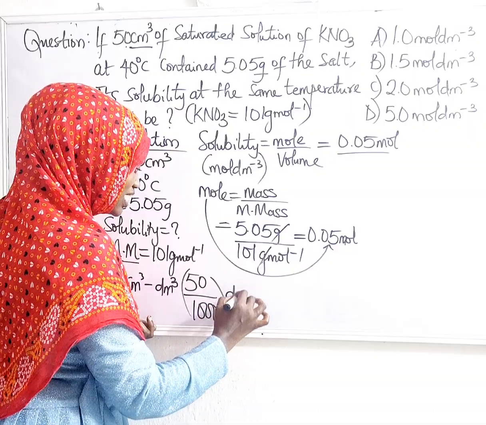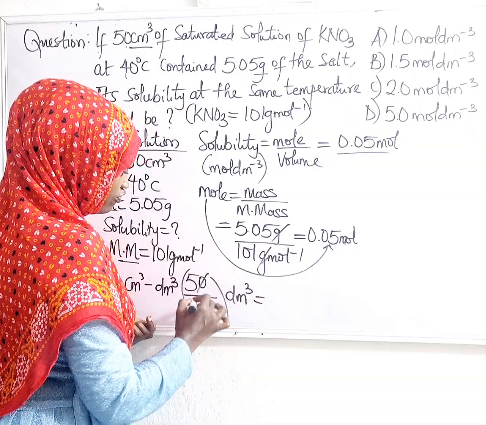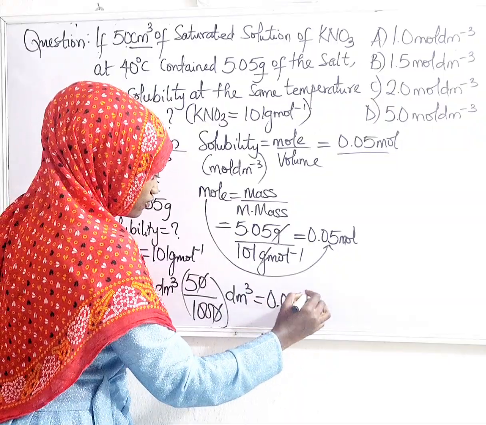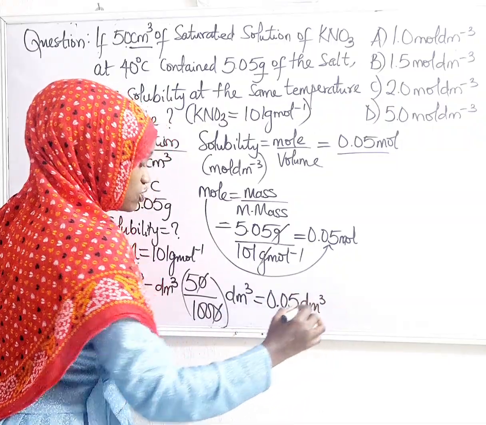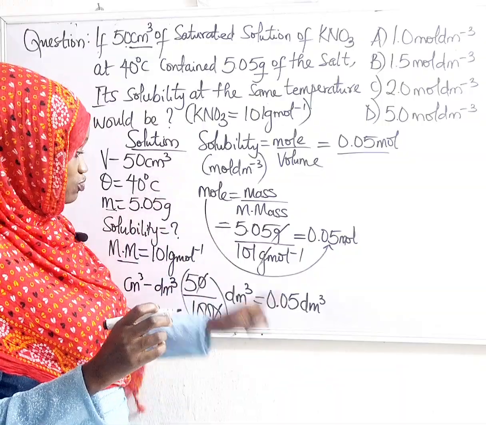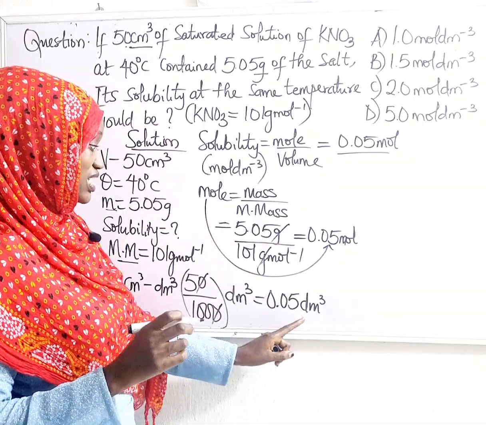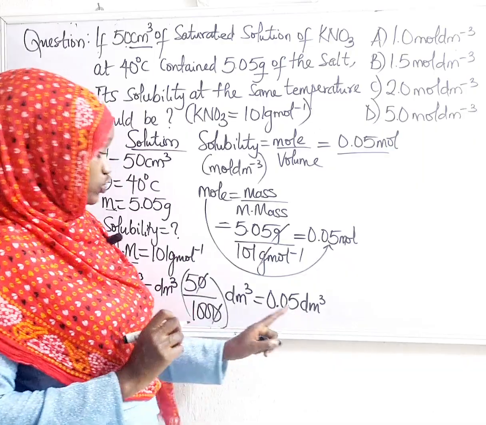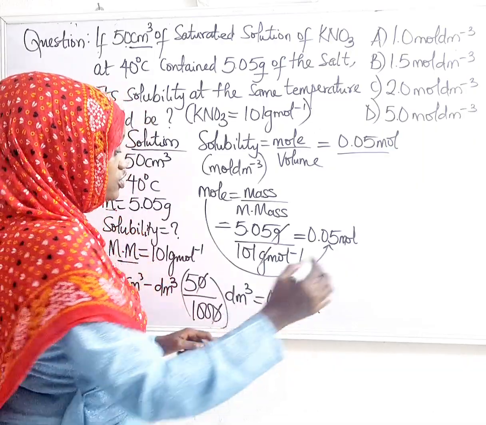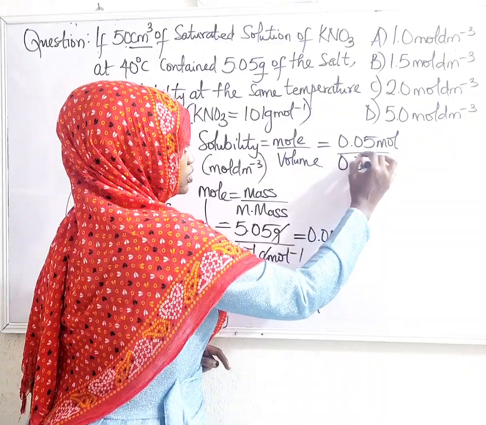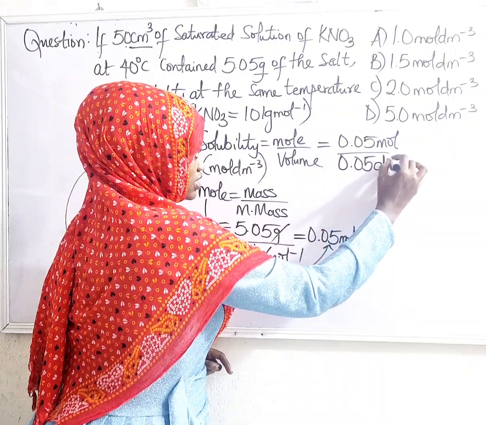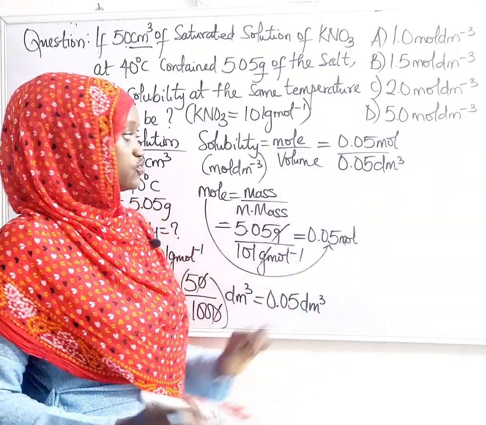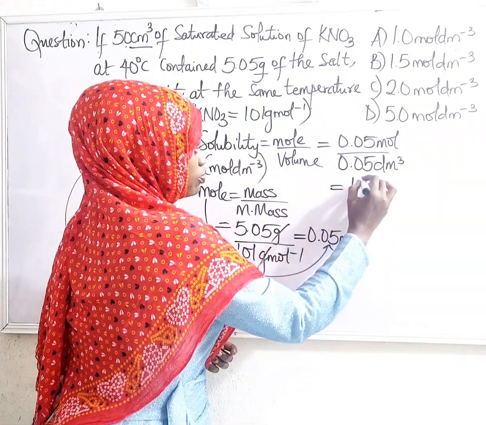This will give us our answer in decimeter cube. And 0 cancels 0, we have 5 over 100. That will be 0.05 decimeter cube. Please, we are not using the centimeter cube, we are using the value of the volume in decimeter cube. So I've converted 50 centimeter cube to decimeter cube as 0.05, right? So now we substitute here, we have 0.05 decimeter cube. Now dividing through, 0.05 divided by 0.05 equals 1.0.